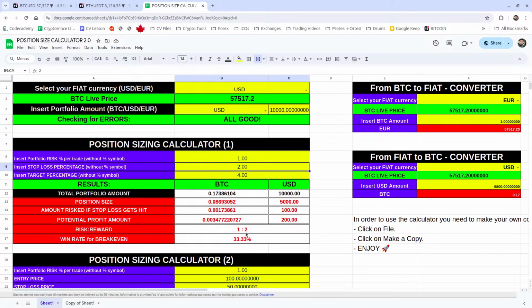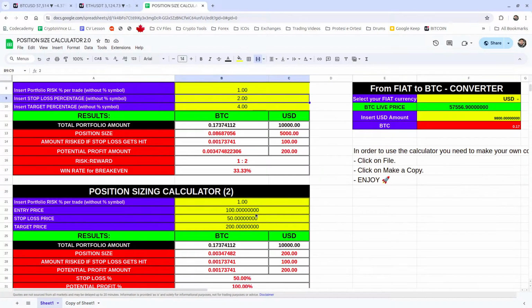And this calculator tells me the win rate for break even, which is 33.3%. Okay. And the risk reward is 1 to 2. I think it's a very awesome calculator I made.